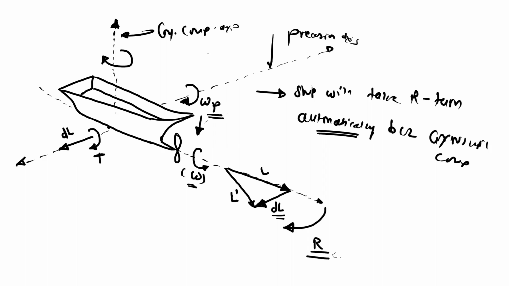Okay, so today we will stop here. In the next lecture, we will see the gyroscopic effect on the aeroplane and on the two-wheeler.